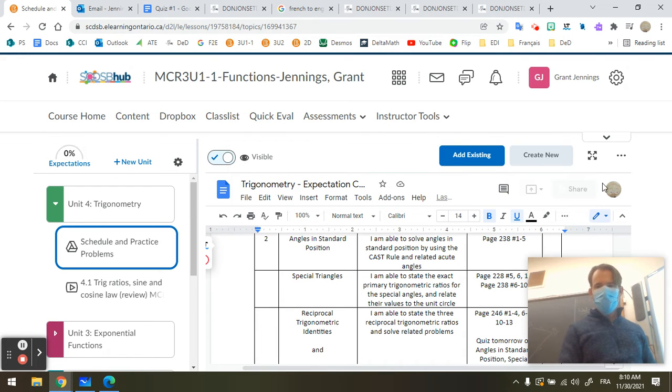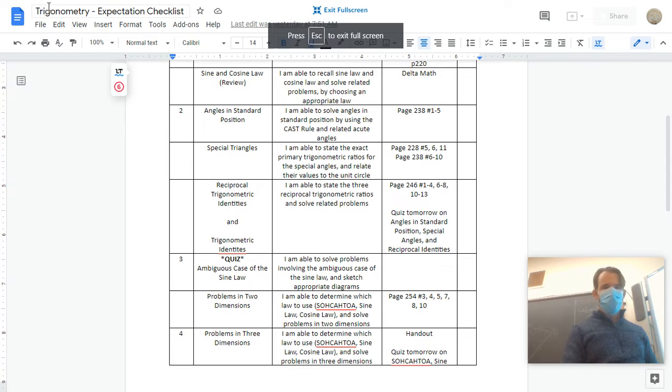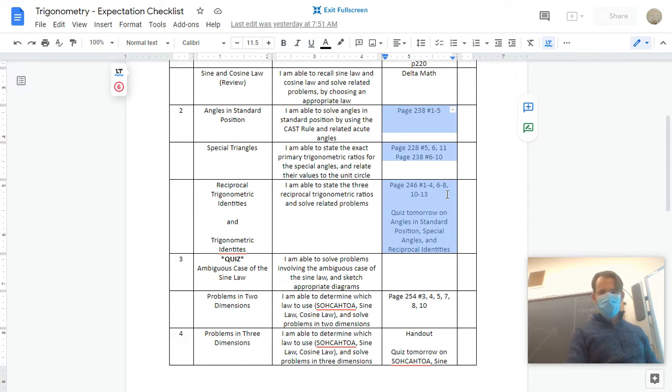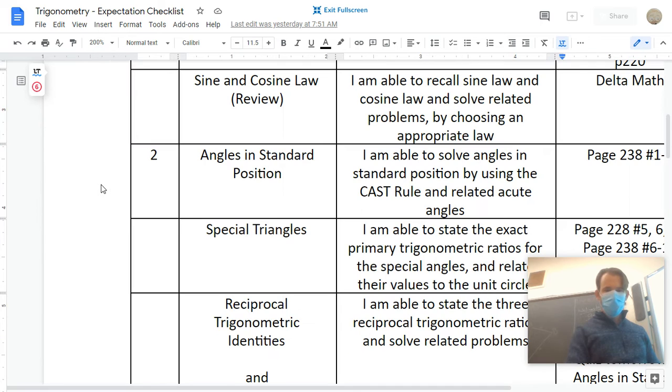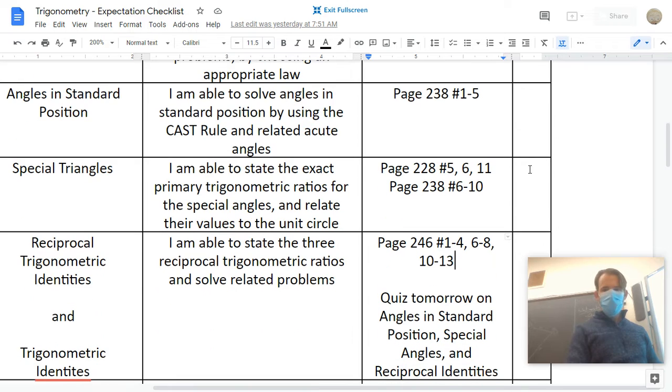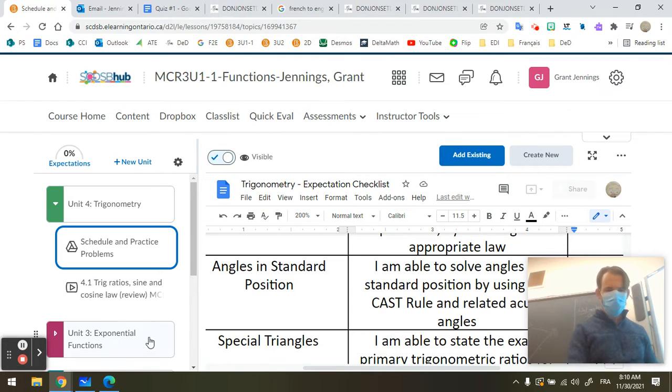So the practice problems for today, we're actually covering 3 topics. The practice problems are in the expectations checklist, which is on the D2L, and they're these ones here, these textbook problems. If I zoom in, you can see it better. There you go. So these are they, and I'll post those after the lesson. So let's take a look.